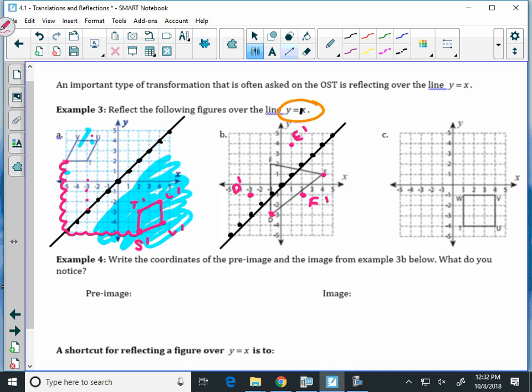So you don't always go the same direction with each point. You do when the figure's all above or the whole figure's below, then everything's going the same direction. But when it's going through, some things go up and left, some things go down and right. It just depends. And then connect. And there we go. We flipped it over that line.